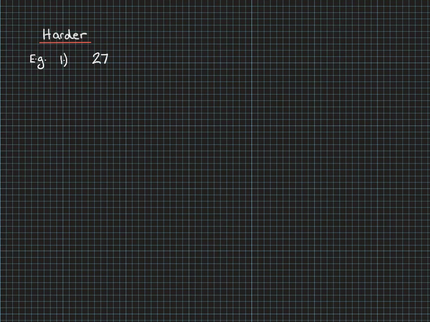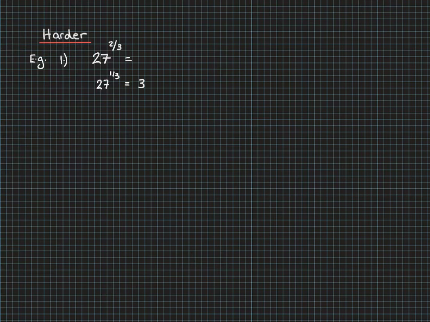We want to be able to evaluate 27 to the power of 2/3. Now look at that. The numerator of the index is no longer 1. We're not just working out 27 to the third, we're working out 27 to the power of 2/3. Again, make the question easier for yourself. What's 27 to the power of 1/3? We know it means the cube root of 27, which is just 3.